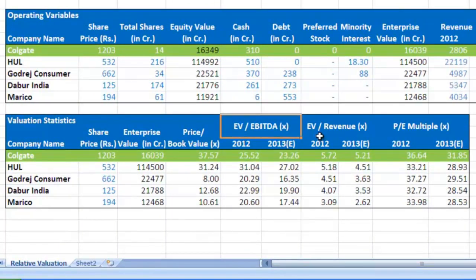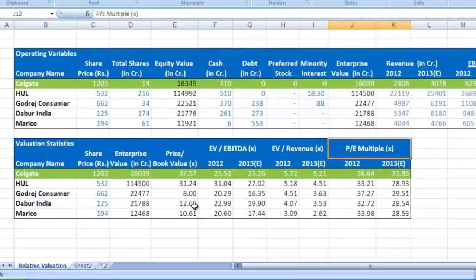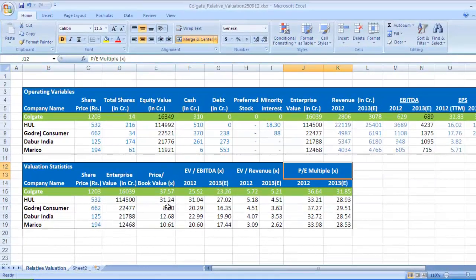Okay, so EV by EBITDA. As I said, this is one of the important ratios in valuation of M&A, and sometimes also in DCF. Then EV by revenue and PE multiple. So you need to check these valuation ratios for every company whenever you are doing comparable company valuation. So how is EV by EBITDA done? EV is taken from this, and EBITDA is taken from this figure, and for 2 years, 2012 and 2013, it is calculated. Same with EV by revenue, enterprise value divided by revenue.